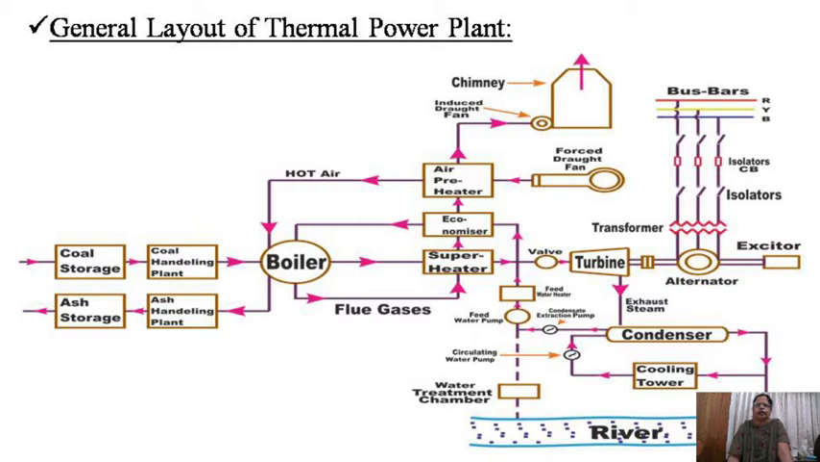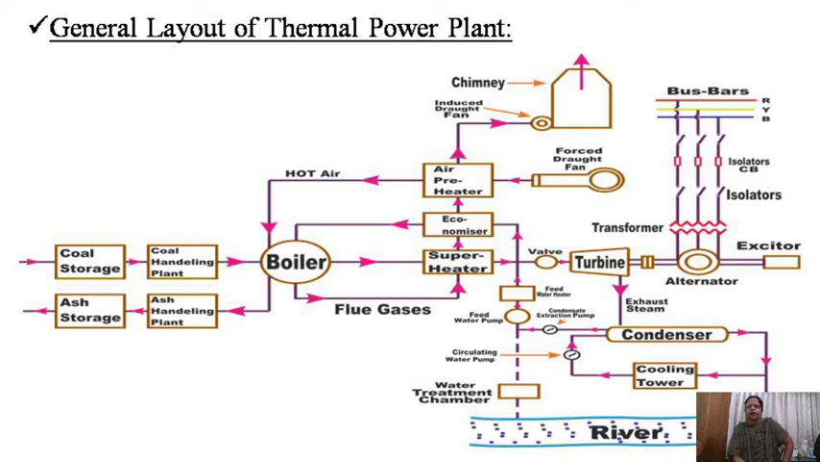The air is supplied by the forced draught fan to the air preheater and that air is passed on to the boiler. And the economizer supplies the feed water to the boiler from the feed water pump. The superheater, what is the function of the superheater? In the boiler, the steam produced is wet, therefore it gets superheated in the superheater.